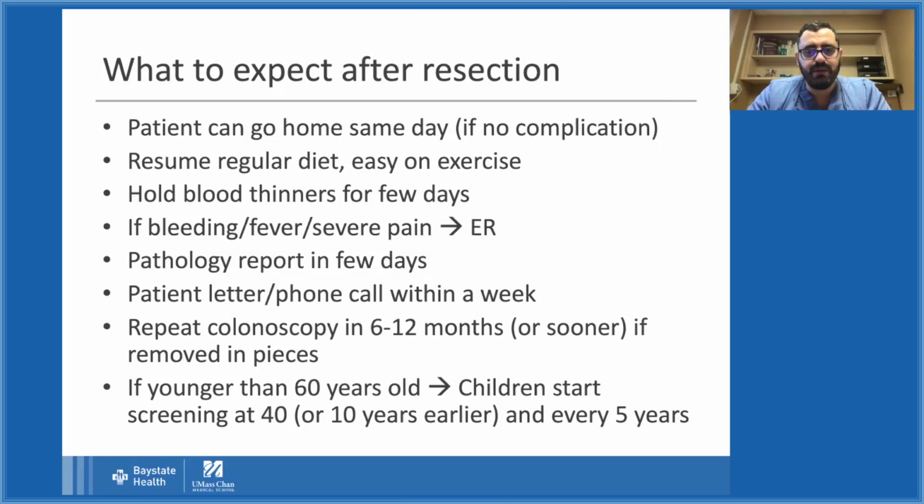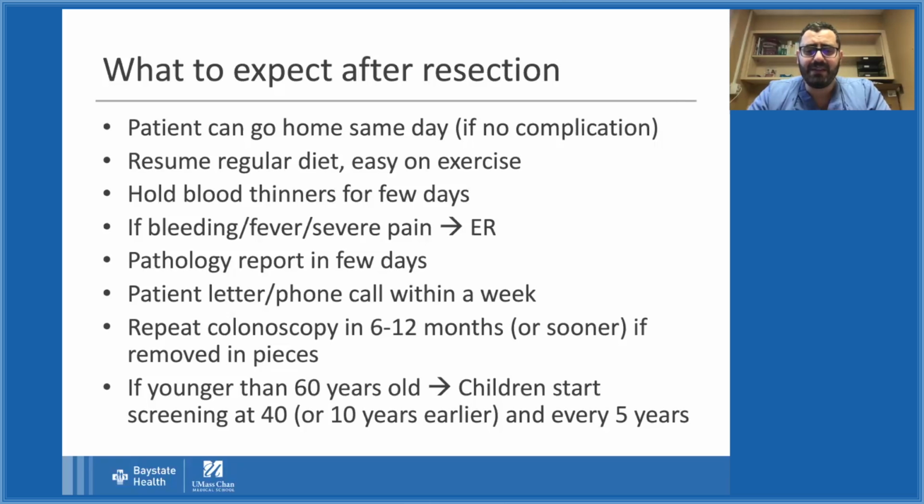Or maybe sooner if there were some surprising findings, like a cancer. If the patient is young, say 55 years old, I always tell him that his children or even younger siblings should start screening at age 40, or 10 years before the age of the patient when he was diagnosed with this large polyp. So we treat it just like a cancer, even if there's no cancer in it.